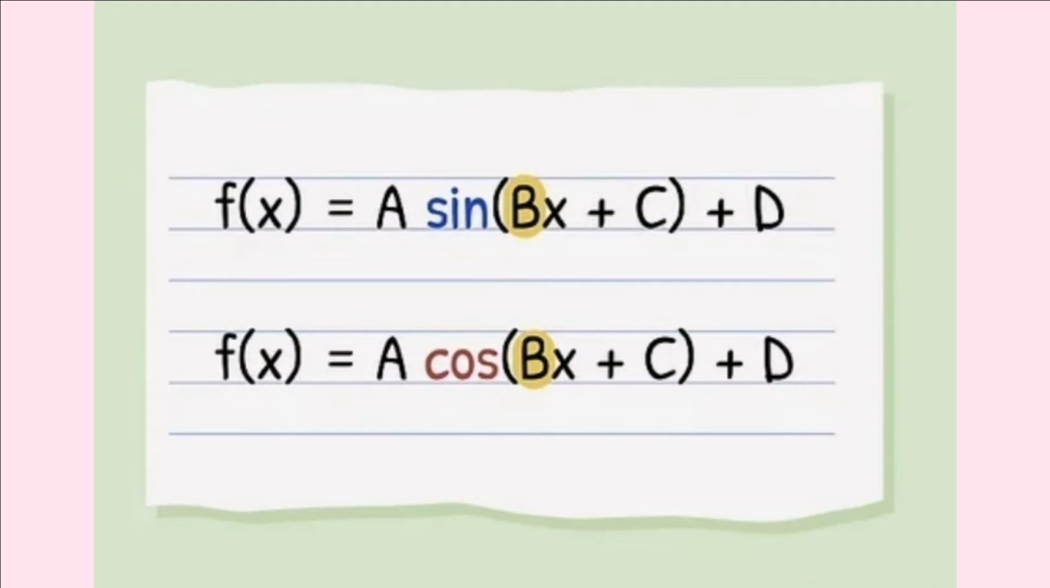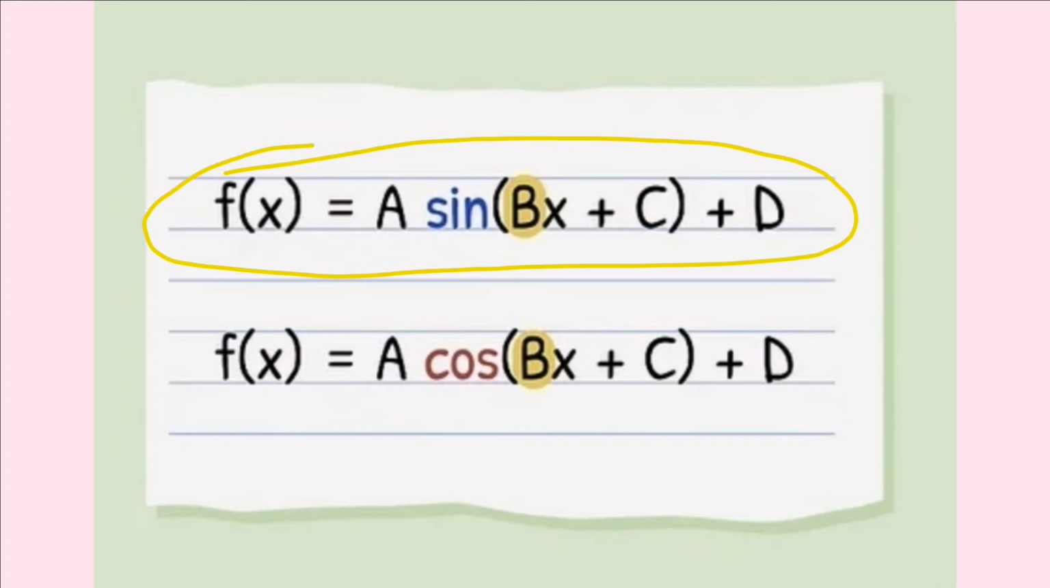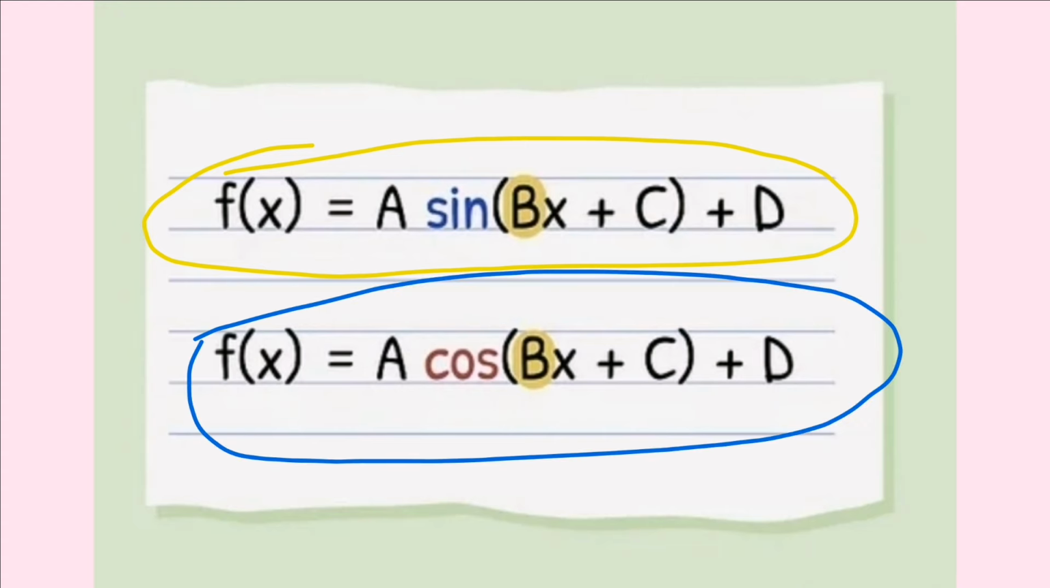The general form of the sine function is f(x) = a sin(bx + c) + d, and the general form of the cos function is f(x) = a cos(bx + c) + d. Now I want to explain what a, b, c, and d are in the given general form of sine and cos function.